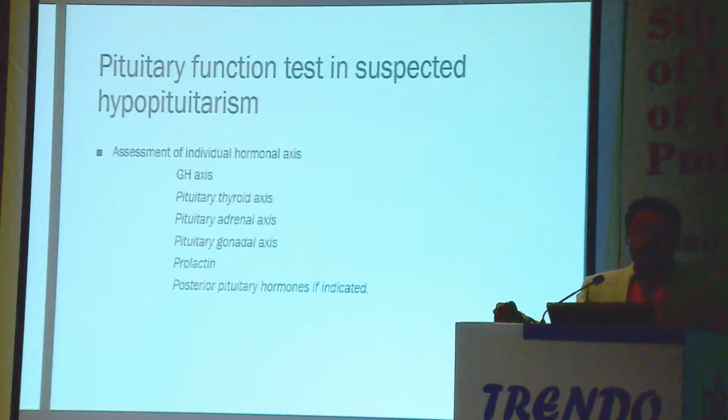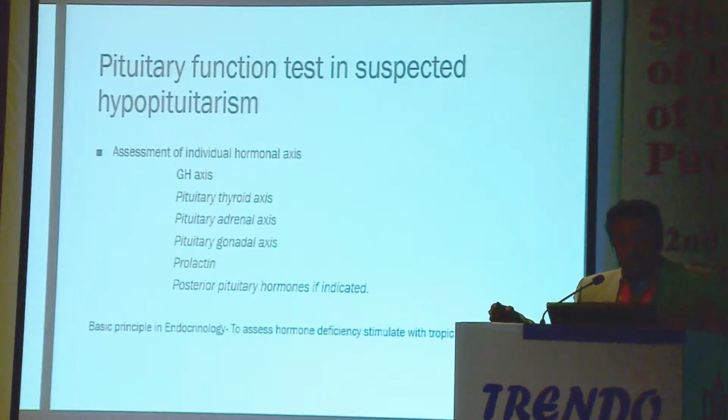So when you start assessing the patient with suspected hypopituitarism, how do you assess? The assessment will have to look at the individual axes involving the growth hormone, thyroid, adrenal, gonadal, and prolactin, which I have been telling previously. Posterior pituitary hormones may be assessed if clinically indicated. The basic principle in endocrinology is, if you suspect hormone deficiency, you try to stimulate using trophic factors and find out whether there is a normal response. If there is a decreased response to the stimulation test, we confirm that the hormones are deficient.